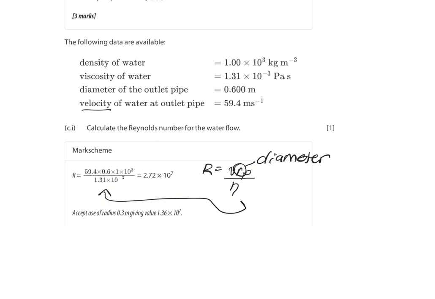So anyway, when you run the numbers through, we get a Reynolds number of 2.72 times 10 to the 7. Actually, I'll give them this. It says, accept use of radius of 0.3 meters, giving a value of 1.36 times 10 to the 7. So even if you did say R is radius, you still get a Reynolds number that is high.